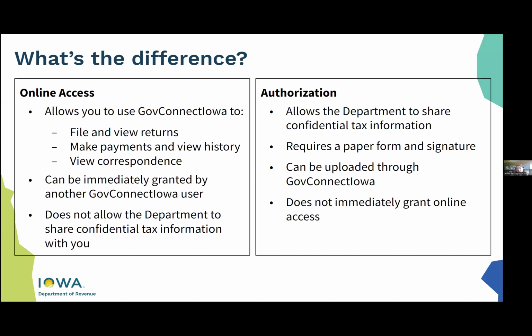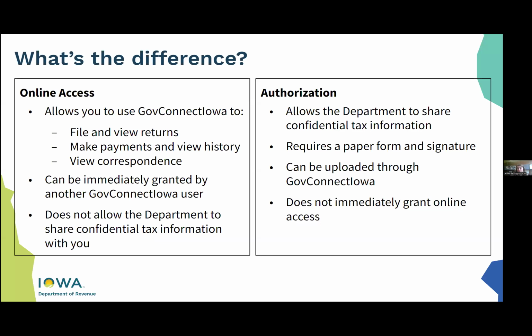So I want to get started by framing the differences between access and authorization. That's going to be really important and will help you understand why we're talking about this today. They are fairly similar, but they have different meanings. When we talk about access, we're talking about online access. That means that you're using GovConnect Iowa, you're connected to a tax account there, and that you're using that self-service portal. Like I said, this is where you're connected to tax accounts or customers, and you're basically working only through the GovConnect Iowa portal.